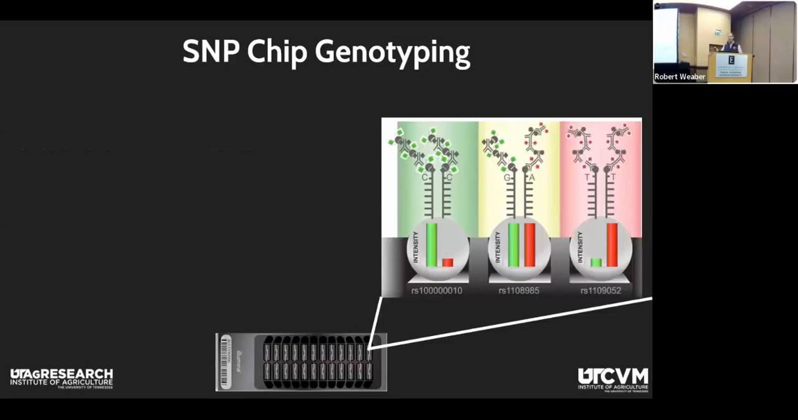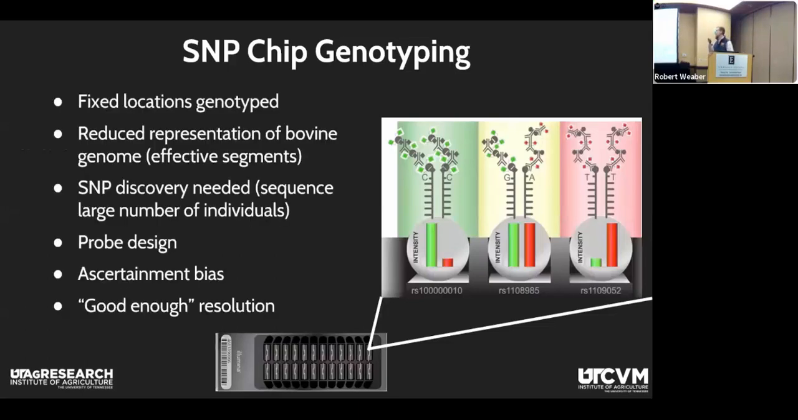Beef, dairy, all livestock industries. The way I would lay out how SNP chips have worked is we found fixed locations that we want to genotype. These tend to be high minor allele frequency; we want them to be as variable as possible across the population. We need them to be evenly spaced so we can effectively genotype these segments of chromosomes as well as possible with as few markers as possible.